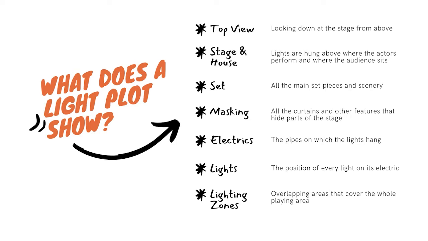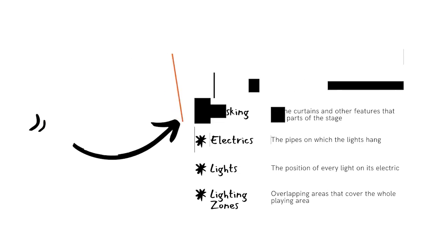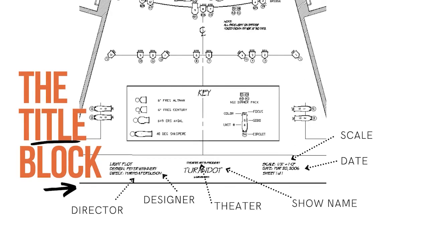It also will indicate curtains and any other masking, as well as the walls and doors of the immediate theater itself. Horizontal lines will indicate the electrics, from which all the instruments are hung, and outline shapes of all the light types in their proper position will establish where lights are supposed to go. Overlapping circles and ellipses on the stage show the lighting zones, and labels will reveal which lights will illuminate which zones. There are also several boxes around the edge of a light plot that contain other important data.